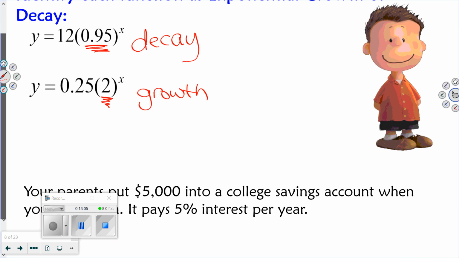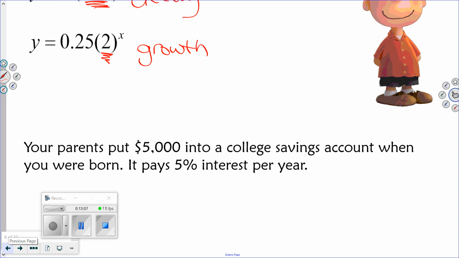Okay, what about a story problem? Your parents put $5,000 into a college savings account when you were born. It pays 5% interest per year. Is that growth or decay? Why? No, it'd be a decay because of 0.5 is 50%. Oh.